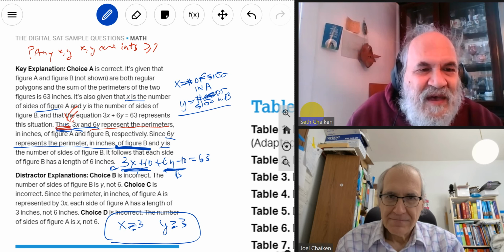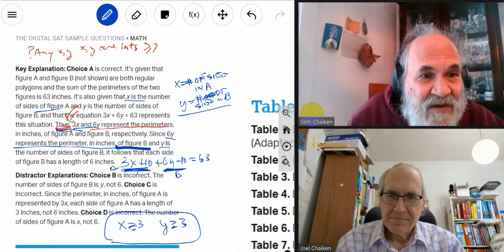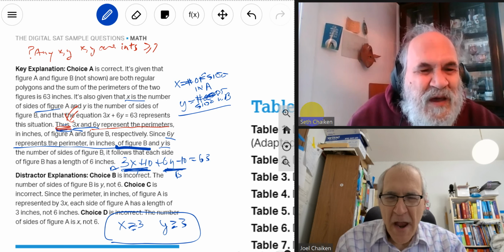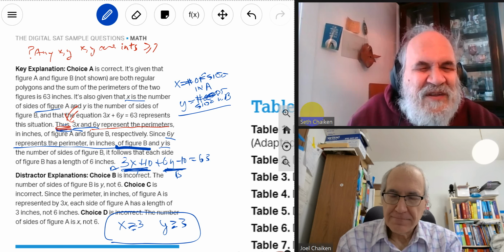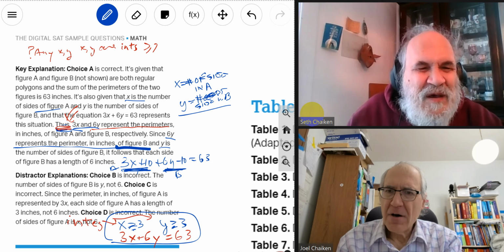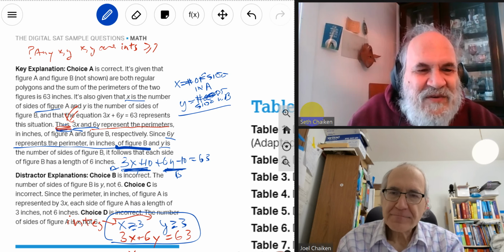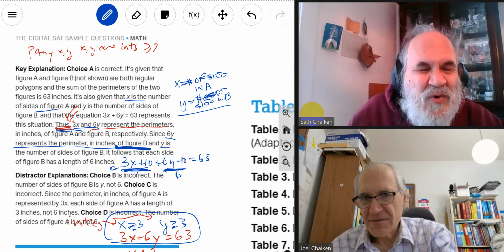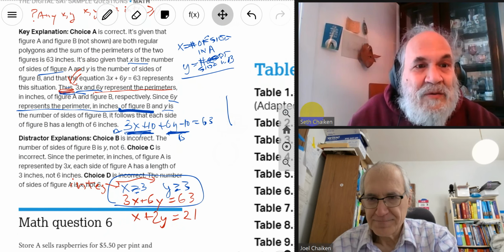Integers, and have the property that 3x plus 6y equals 63. Okay, so this is an equation, and let's simplify it. Divide both sides by 3, and we get this equation is equivalent to x plus 2y equals 21. Fine.